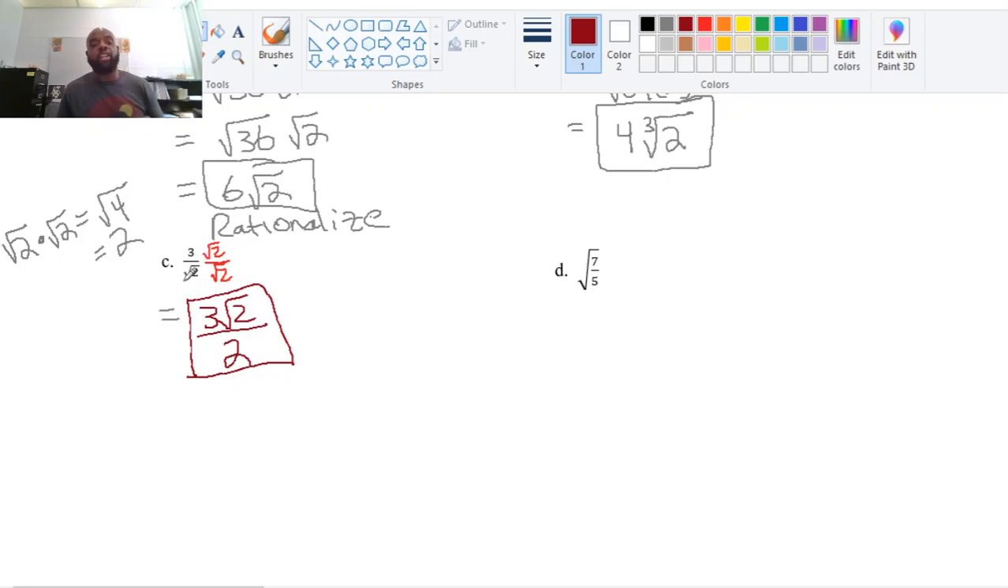However, dividing by an irrational number causes some problems. You're dividing by a number that doesn't have a final decimal place. All right.